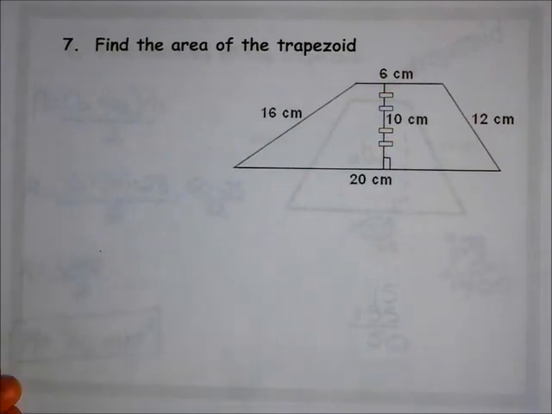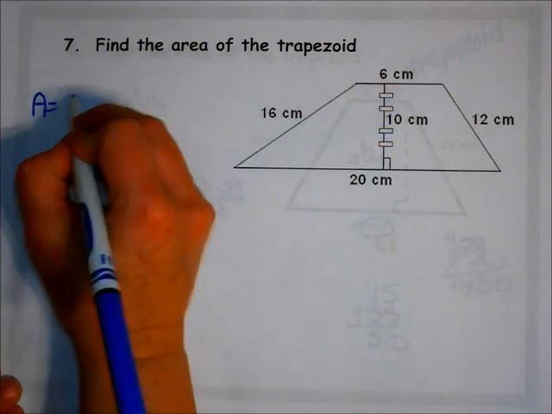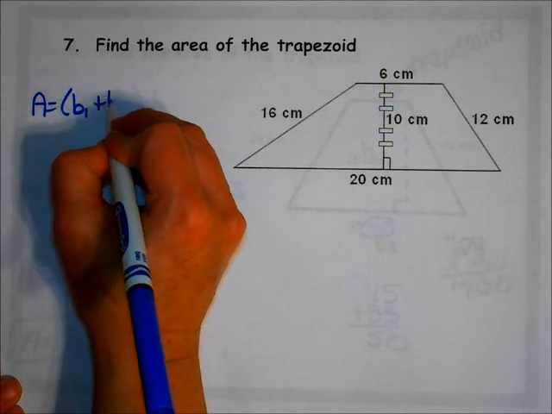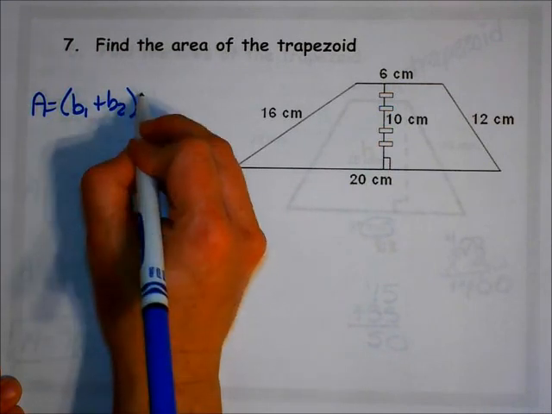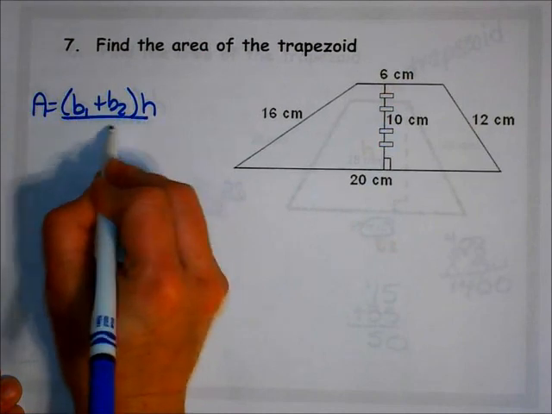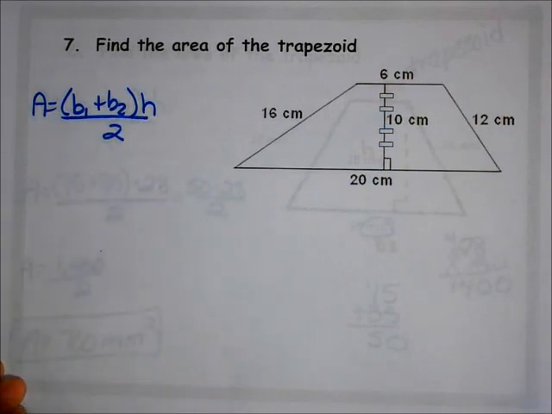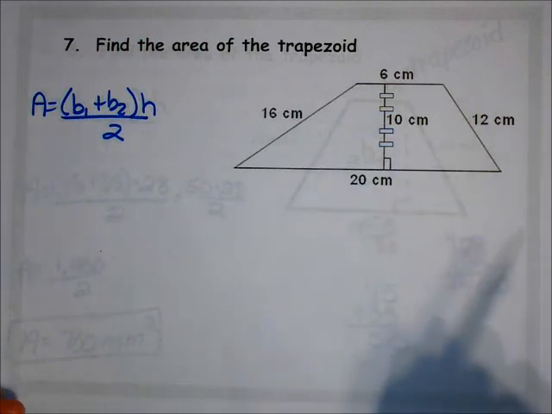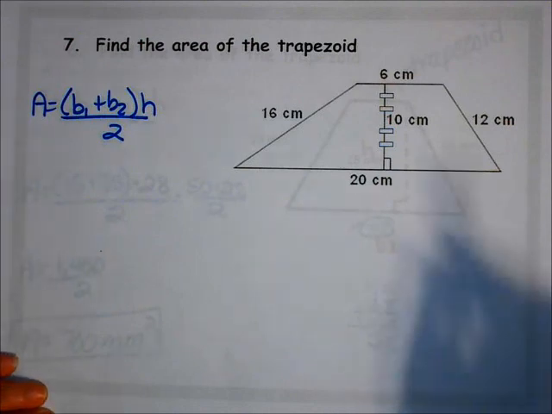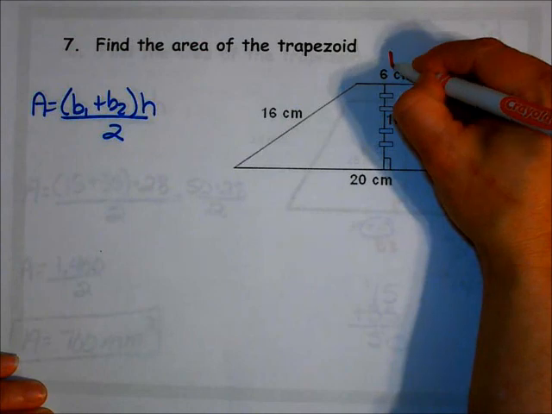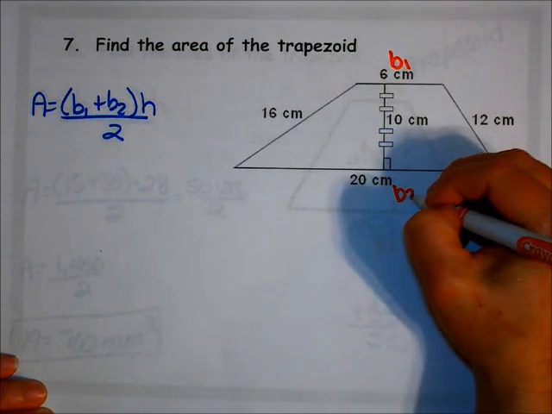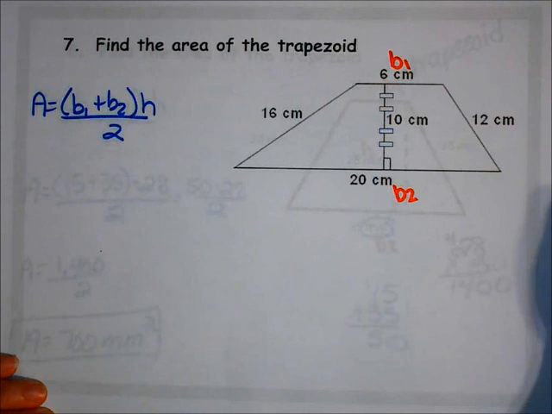Okay, let's practice with another trapezoid. Remember that my formula for area of a trapezoid is in parentheses base 1 plus base 2 times height, and then divided by 2. So first thing we need to do is label our base and our height. And remember, our bases are our two lines that are parallel. So in this trapezoid, our two lines that are parallel are the top and bottom again. So I'm going to label one of them base 1 and the other base 2.